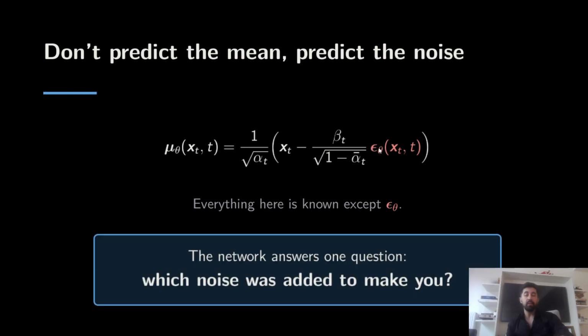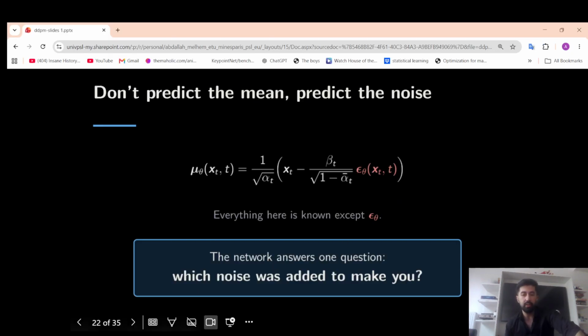So the idea is that the network doesn't predict the previous image, given a blurry image, doesn't predict the image just before it. It predicts how much noise was added to make you. So instead of predicting pixel by pixel every image, it predicts pixel by pixel how much noise was added. And this is because of the reparameterization trick.